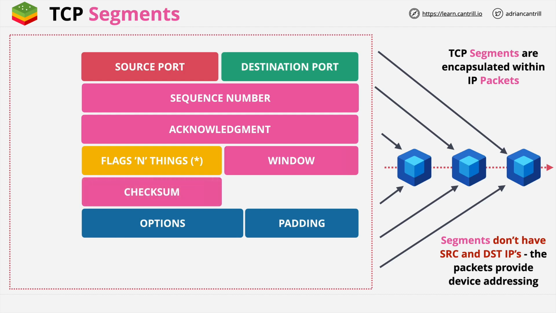Next we have checksum, which is used for error checking. It means that the TCP layer is able to detect errors and can arrange for retransmission of the data as required.